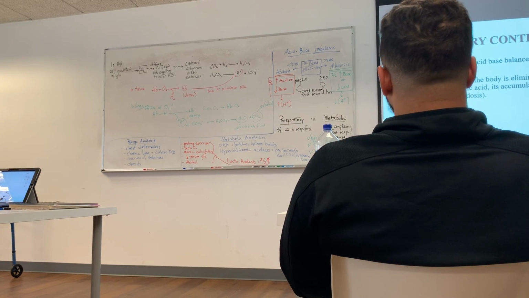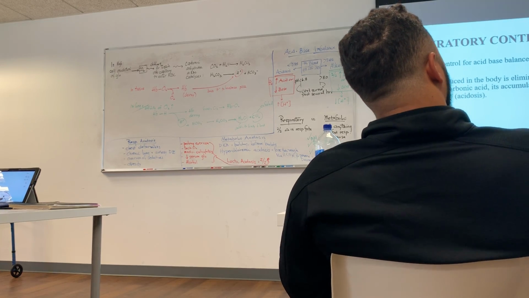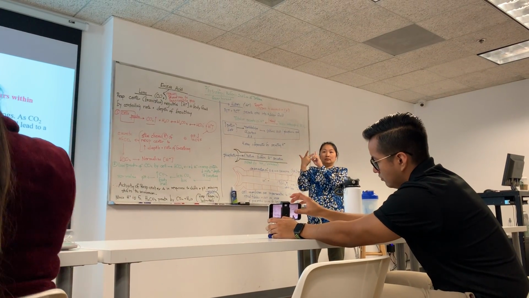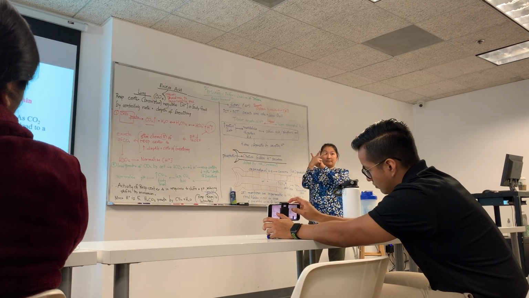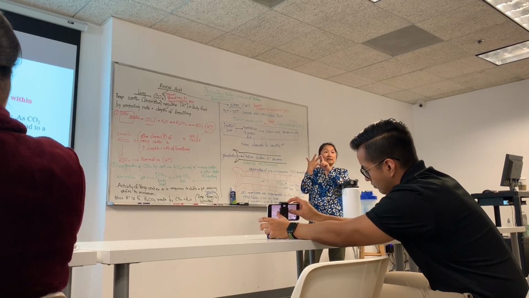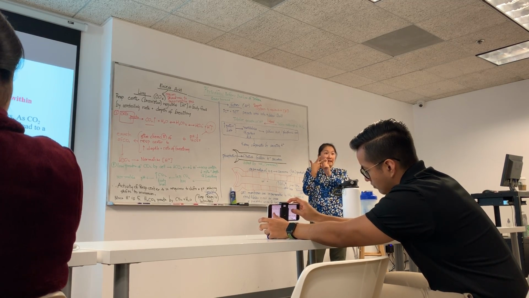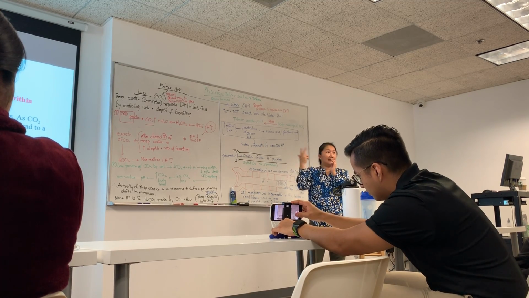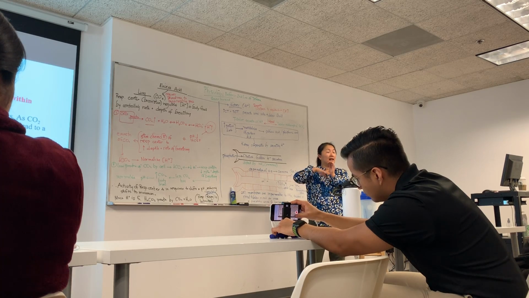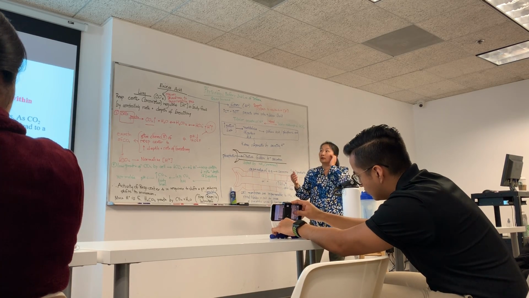So now we went through the chemical buffers, and what were the three chemical buffers? Protein buffer, bicarb buffer, and phosphate buffers. And these were first-line defenses against changes in pH, right? It happens within seconds. These buffers happen within seconds. And they occur inside the cell as well as outside the cell, okay?